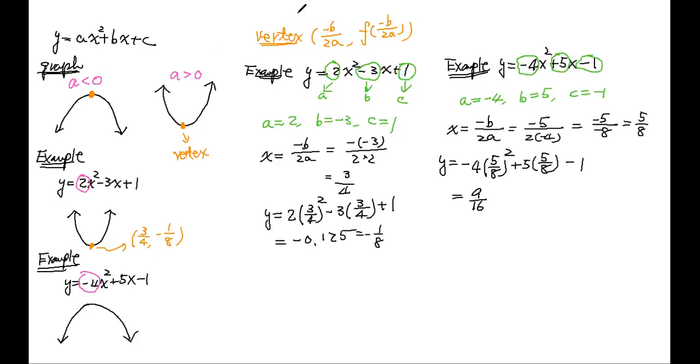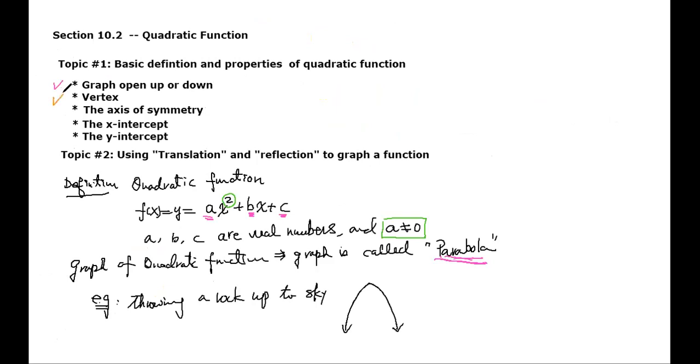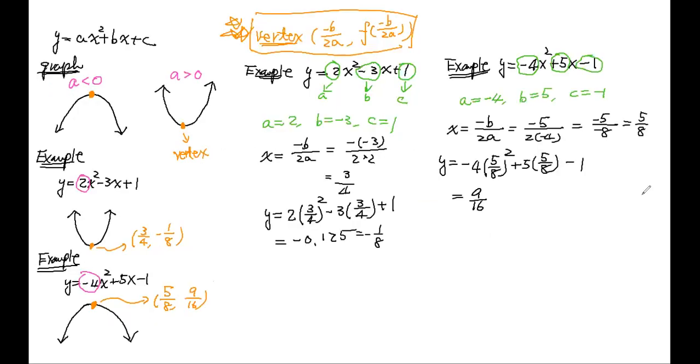That means for this function, this is what we call the vertex. So the vertex is at 5/8 and 9/16 here. Very important, right? Make sure you put it into the formula here. Then we talk about the vertex. The next thing we call the axis of symmetry.